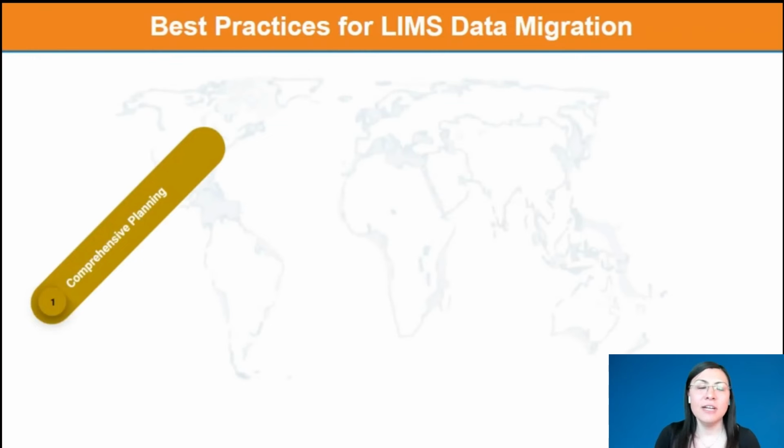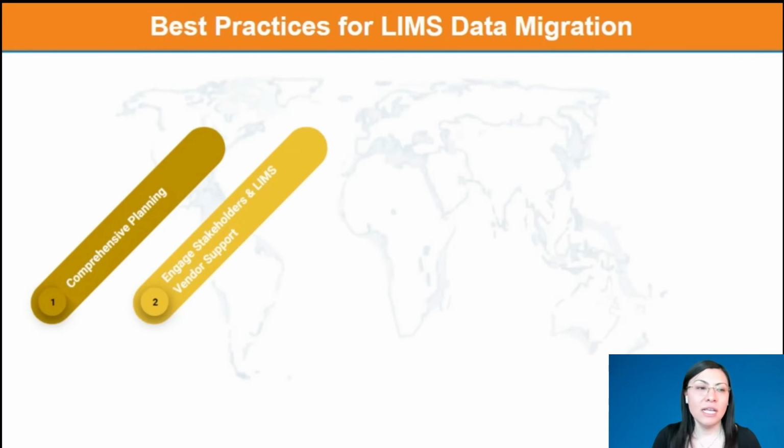Now, there are several recommended practices for a successful LIMS data migration. The first one is comprehensive planning. As I just mentioned previously, we have to take the time to allocate resources and to have a clear scope, objective, and timeline. This will avoid shutdown operations of your lab.